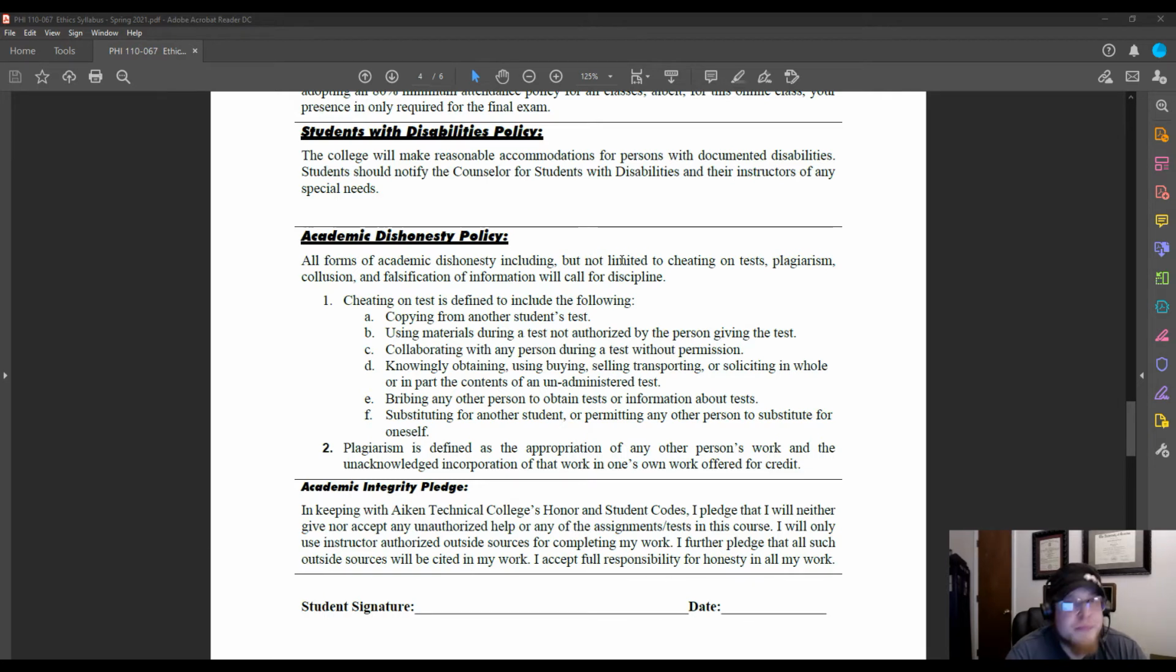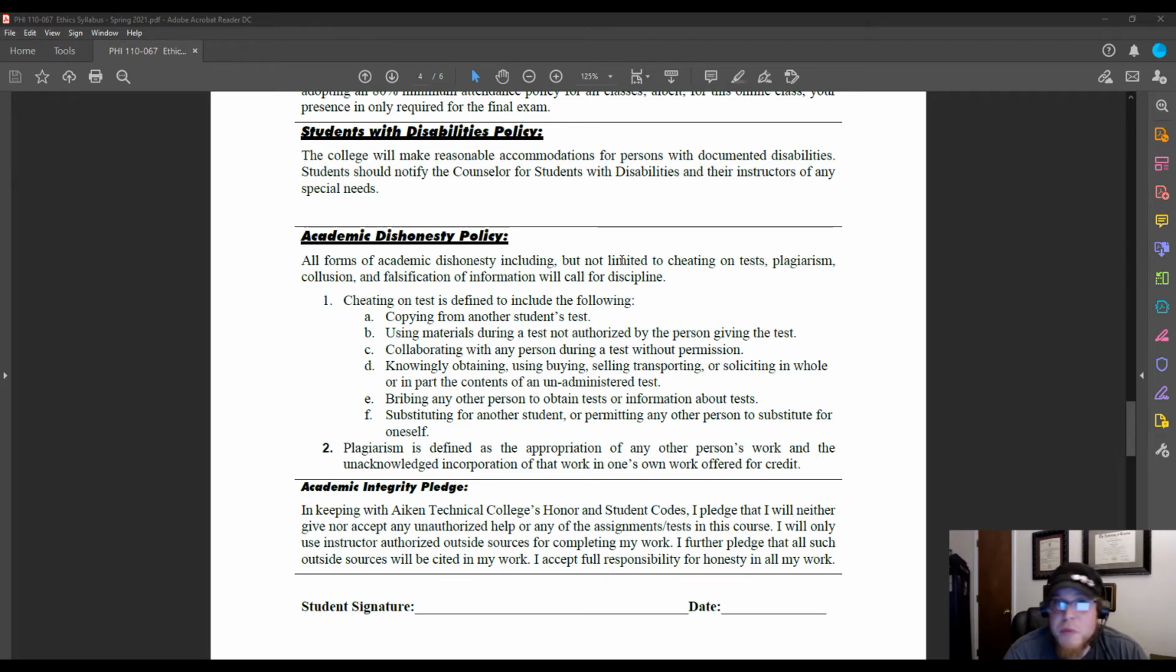I'll just say this. Here's what constitutes cheating on a test. Copying from another student's test, using materials during a test not authorized, knowingly obtaining, using, buying, selling, transporting, or soliciting in whole or in part the contents of an unadministered test, bribing any other person to obtain tests or information about tests, substituting for another student, or permitting any other person to substitute for oneself. If you commit any of these infractions and I find out about it, I will give you a zero for the assignment. Again, with quizzes and exams, I haven't really seen this be a problem. The next item, however, I have seen be a problem.